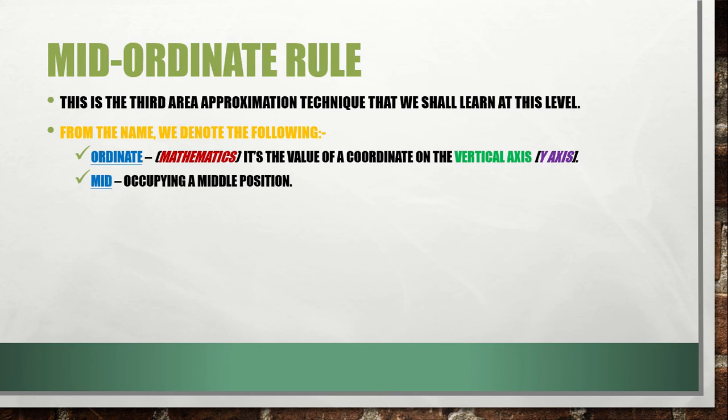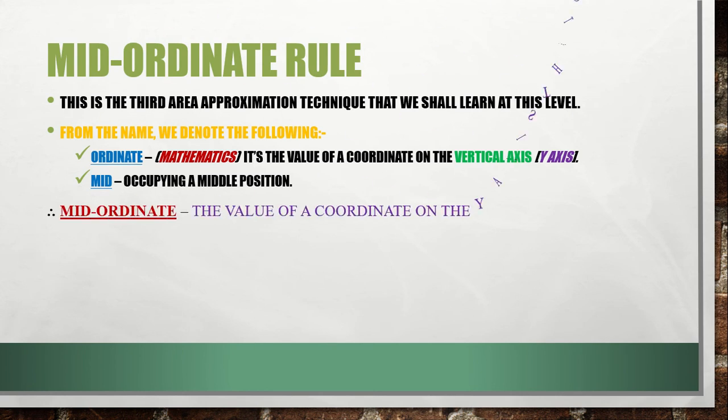Mid simply means occupying a middle position. Now, if you combine the two, mid-ordinate, what do you come up with? Mid-ordinate simply means the value of a coordinate on the y-axis that occupies a middle position. So in this case, we have two x coordinates, and in between them, we have a midpoint, and that midpoint will give us what we call a mid-ordinate point.